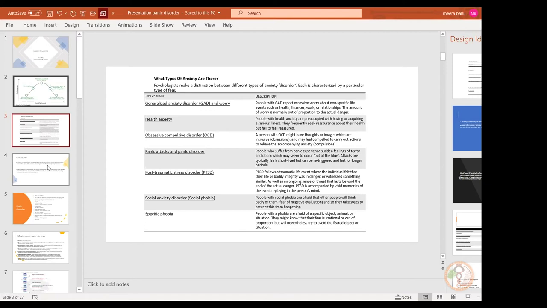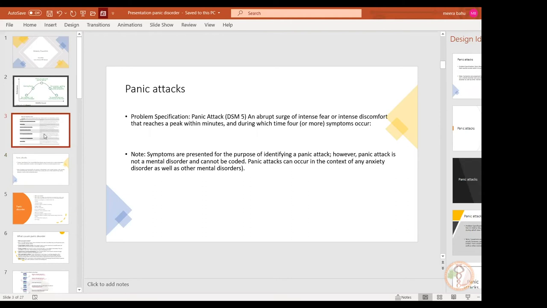Okay. Yes. So we have just very briefly looked at anxiety disorders, and we will be looking at panic attacks then. So a panic attack is an abrupt surge of intense fear or intense discomfort that reaches a peak within minutes, and during which time four or more symptoms occur. Okay, so we will talk about that later.